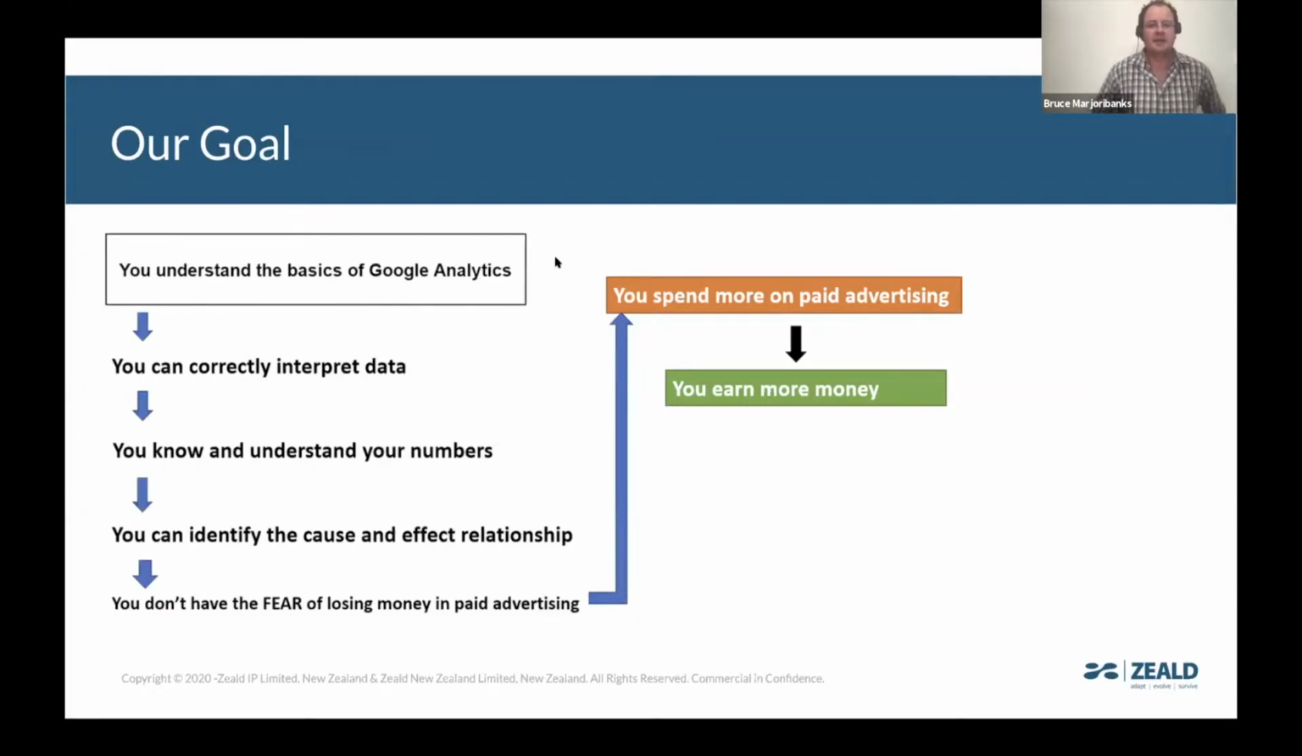To do this, we need to do a few steps. Firstly, get a grasp of the basics of Google Analytics. We're going to show you a few different ways of interpreting data. They're not difficult, but once you learn them, you'll know how to understand your numbers. Once you understand that, then you can understand the cause and effect relationship of your marketing, and that can reduce the fear in paid advertising. It can lead to more predictability, so that when you spend another $100 or another $200 or another $1,000 a month, you can have a reasonable expectation of what you'll get in return for that.